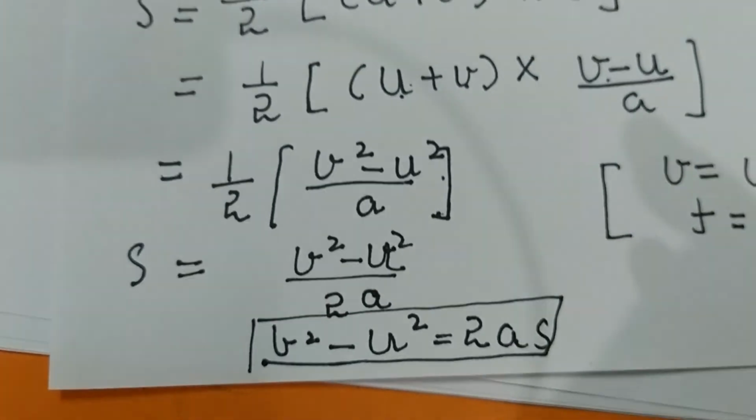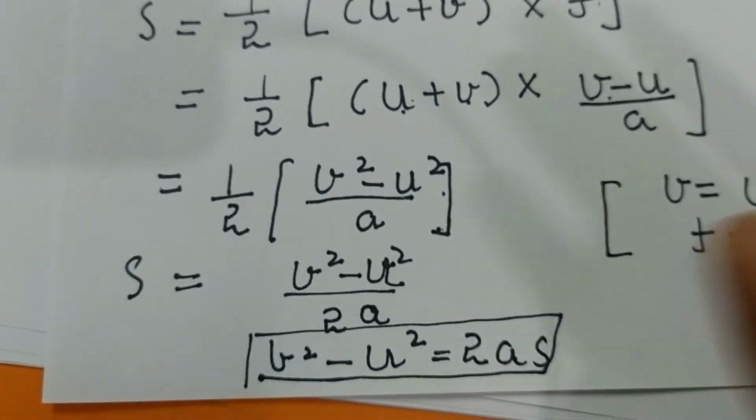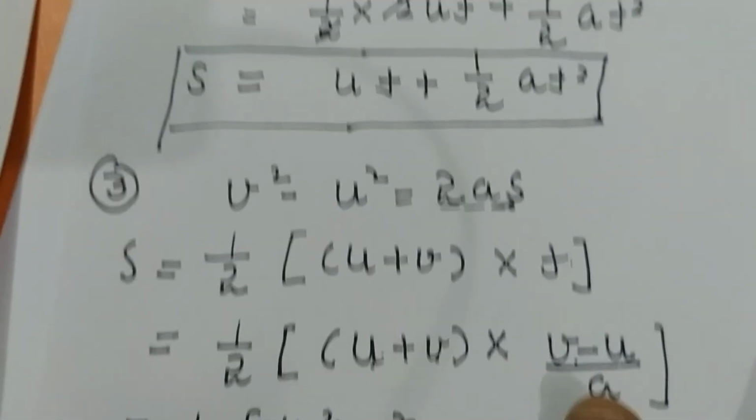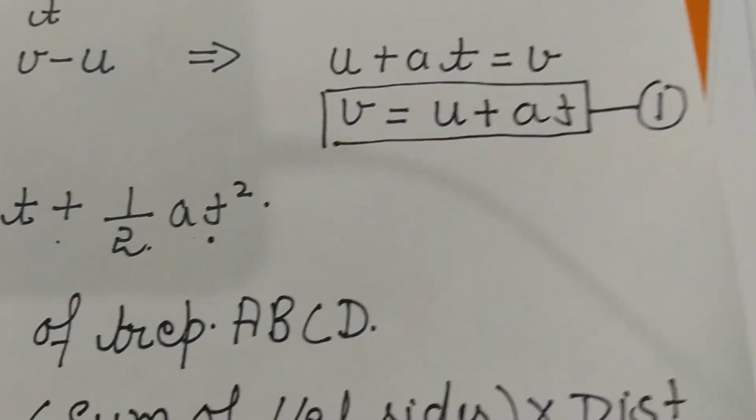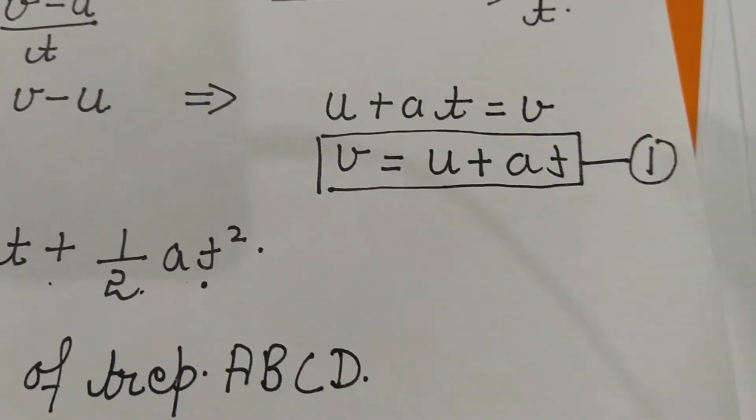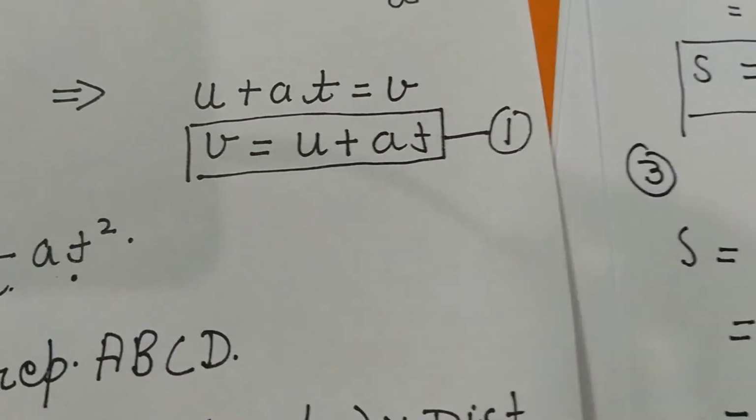So this is the required equation of motion, that is, the third equation of motion, which we have solved by using the graphical method. So these were all the three equations of motion which we have done by using the graphical method. For the numerical portion of this method, stay tuned. Thank you.